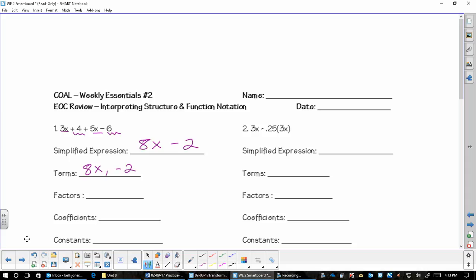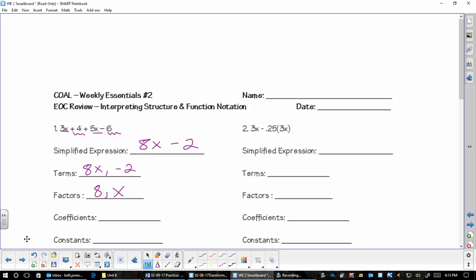Okay, factors. So factors, you want to think about multiplication. So I always say go back to the terms and see is there anything that's being multiplied up there. Well, within the terms, you see 8x. Well, there's no sign in between there. That means that the 8 and the x are being multiplied together. So your factors are 8 and x.